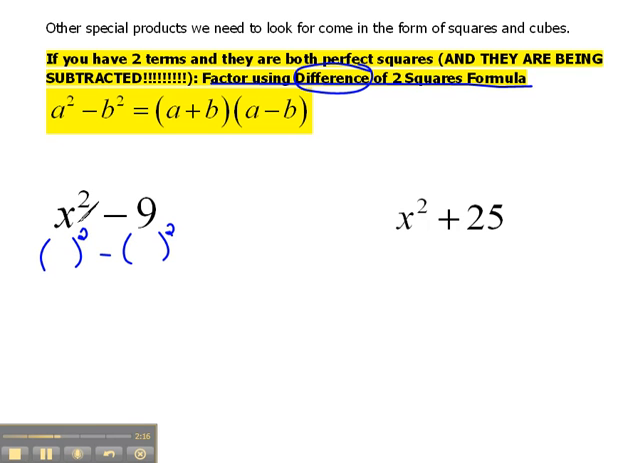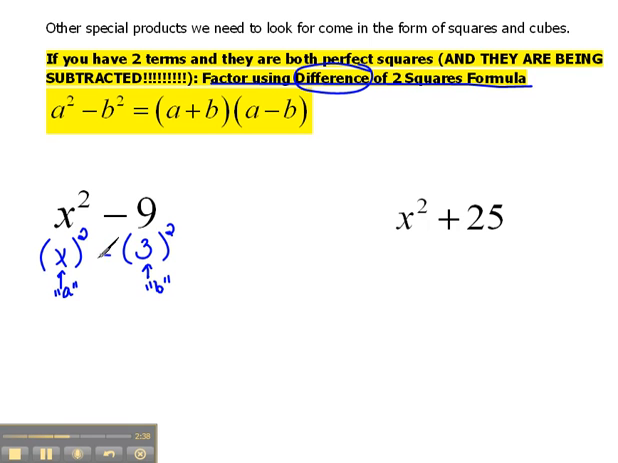So what do I have to square in order to get x squared? Well, that would be an x. And what do I have to square in order to get 9? That would be a 3. That tells us that x is our A value and 3 is our B value.